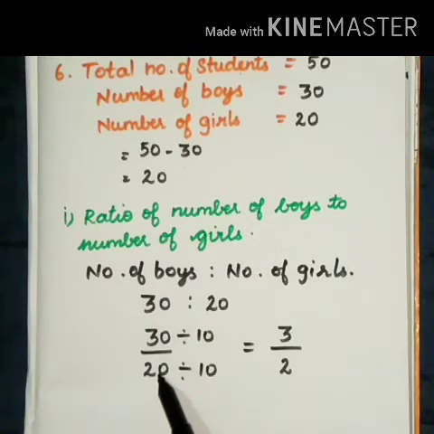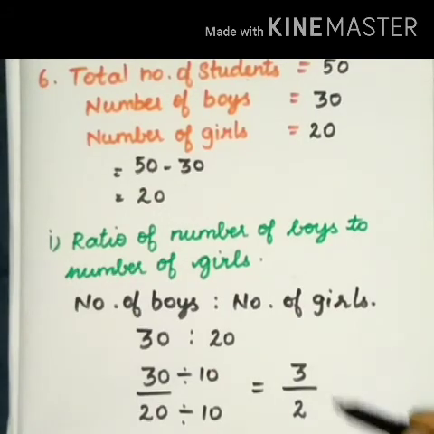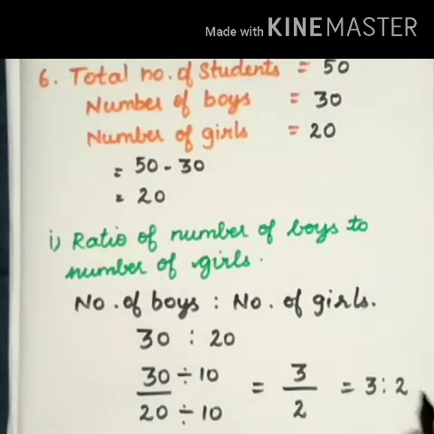See, 30 and 20 are also divisible by 5. If you take the number 5, one more time you have to simplify it. So take a number with the greatest common factor. See, 30 and 20 are divisible by 10. 30 divided by 10 is 3. 20 divided by 10 is 2. 3 by 2. Further we can't simplify it. So we directly write it as 3 is to 2.